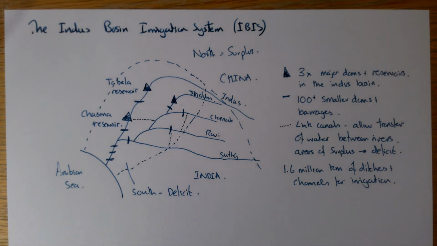Describe the water scarcity pattern of Pakistan. Good. In the north, it's broadly a water surplus, so more water than is needed. And in the south, we have a water deficit, so not as much water as would be needed. Very nice. Let's now have a look at our advantages.